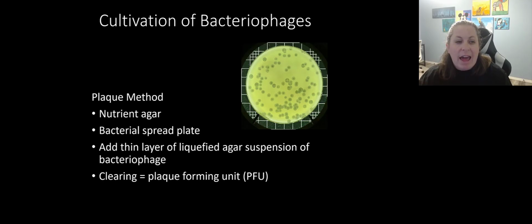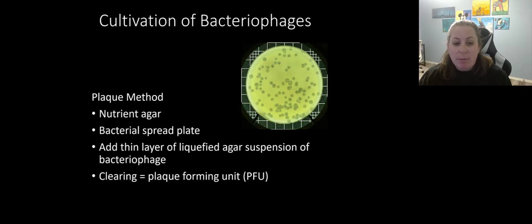You then will add a thin layer of liquefied agar with bacteriophages in it. So the agar will have bacteriophages and you'll put that on top of your lawn of bacteria. Now remember, viruses have to get into bacteria in order to replicate. And in that process, when they replicate, they destroy the bacteria. So if they're present and they do like the bacteria that's growing there, you will see that they create these little clearings. These clearings are known as plaques.